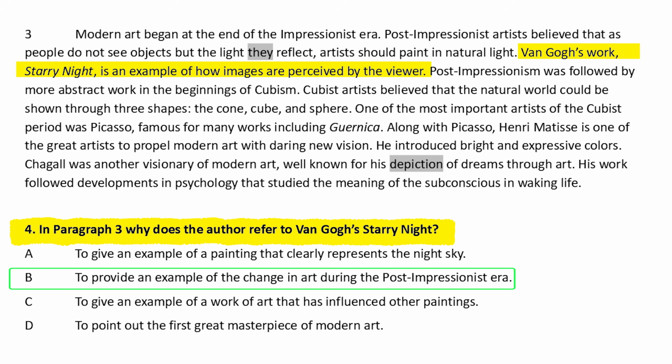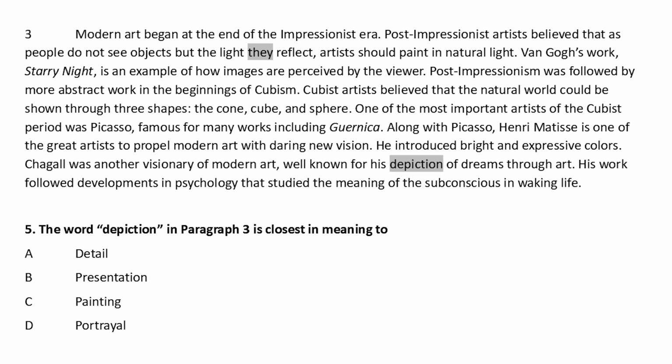So D is out. Here's a quick tip for these kinds of questions. When you're asked why an author refers to something, always go back to the sentence and read what's happening around it. What point is the author trying to make? Examples are there to support a bigger idea. So find that idea and you'll find your answer. We'll move on to question 5.